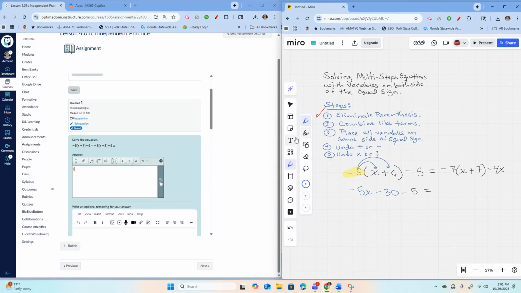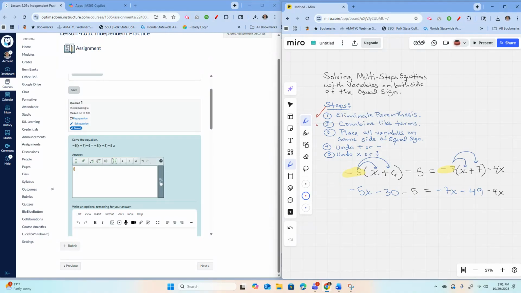But look what happened again. I have another parenthesis, with a -7 on the side. That is multiplying everything that is inside the parenthesis. So I'm going to take that -7, multiply by the x, and I'm going to get -7x. -7 multiplied by +7, I'm going to get -49. And then I'm going to write the rest of my equation. And you can see I did step number one.